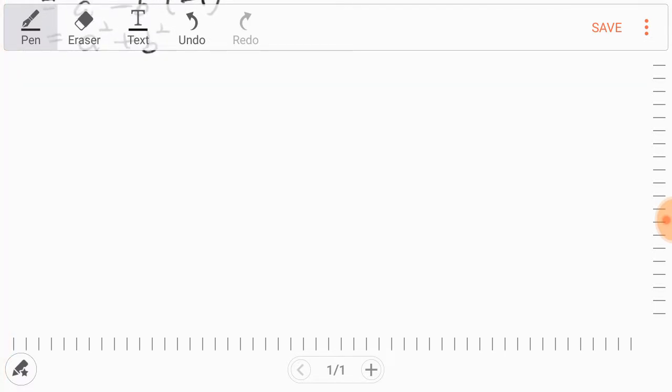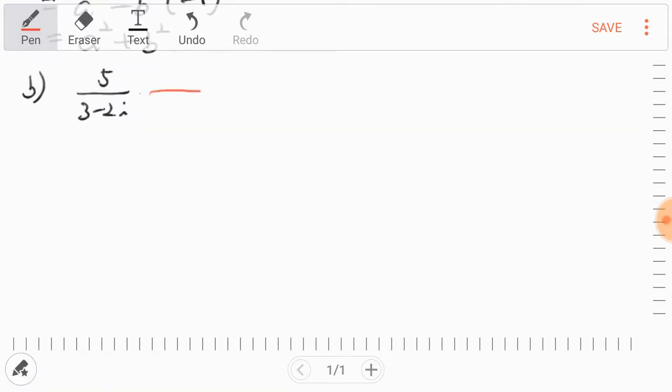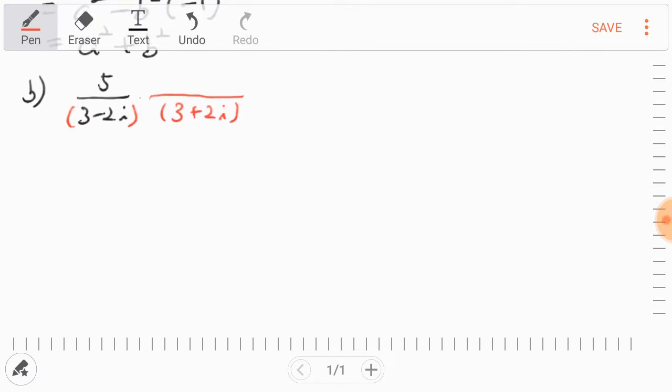Okay, then let's try another example. Letter B, 5 over 3 minus 2i. Let's write this fraction in complex standard form. So we have to multiply both numerator and denominator by the conjugate of the denominator. The conjugate is 3 plus 2i. Change the sign of the imaginary part: minus 2i is plus 2i. So multiply the numerator by the same conjugate.